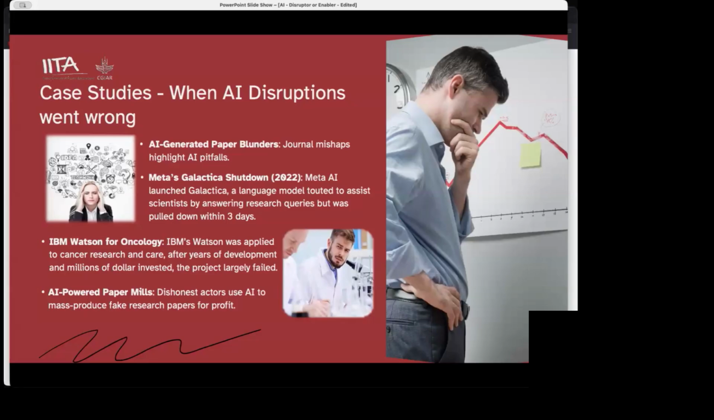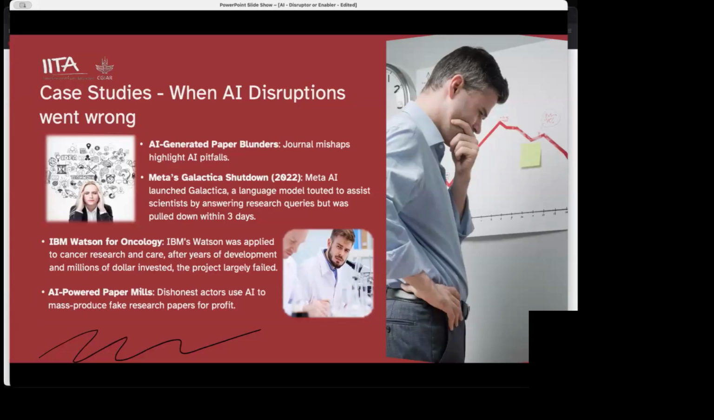You can imagine what happened afterwards. The paper had to be retracted, and it was embarrassing for the journal. This shows that if researchers rely too much on AI to write text without proper oversight, it can slip through peer review and later damage their credibility.